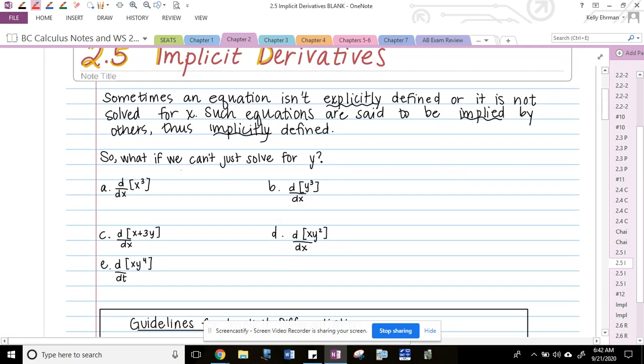If we can't solve for y, or if the equation isn't all in terms of one single variable, then we just have to keep in mind the chain rule. Because remember, we said if we have some f of u, and u is something in terms of x or something like that, then the derivative f prime of u is the derivative of f with respect to u multiplied by the derivative of u. And I usually write u prime right here, but let's write du dx. So we're going to keep that chain rule in mind.